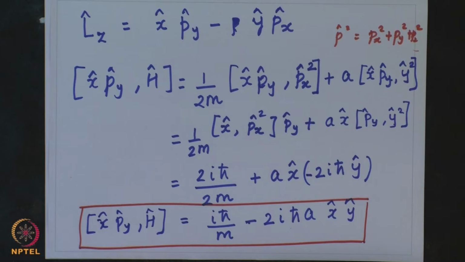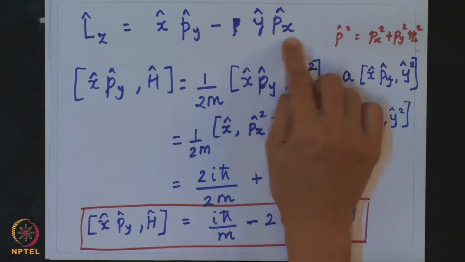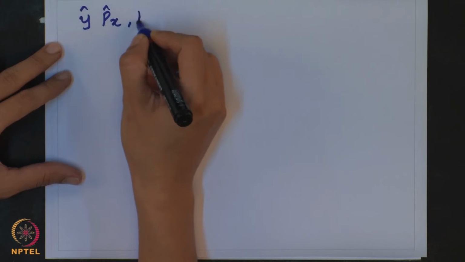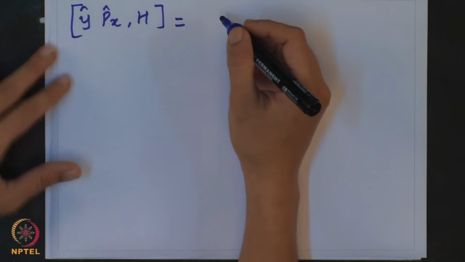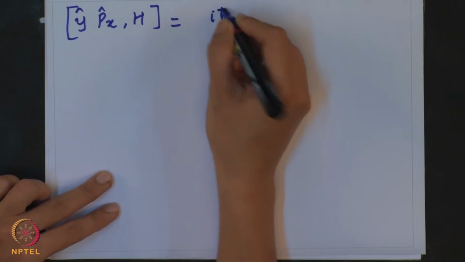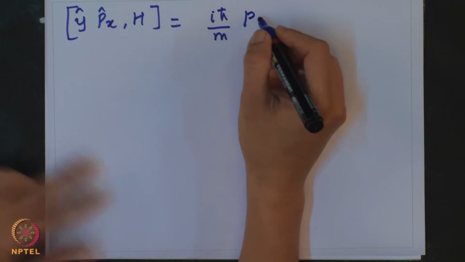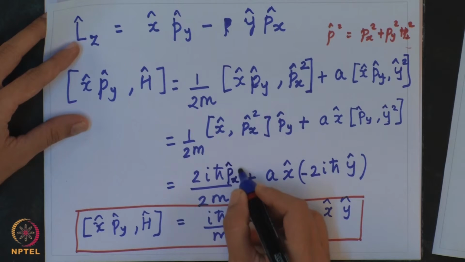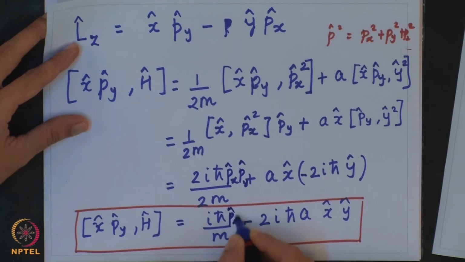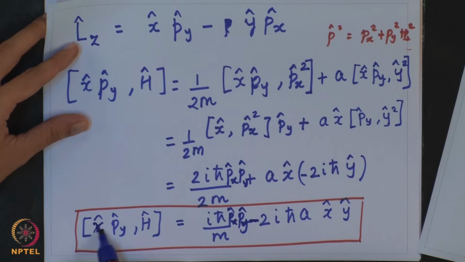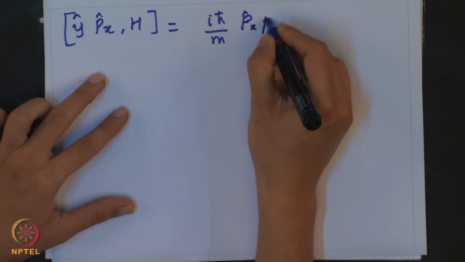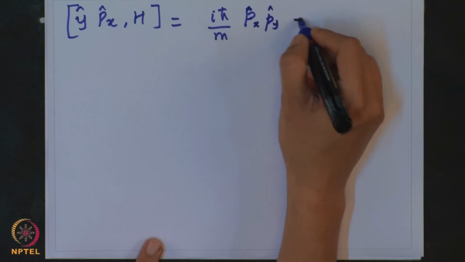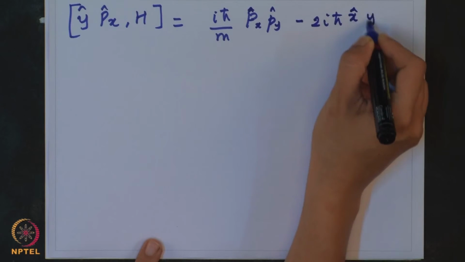Similarly, by inspection you can guess the value of the commutator of y px with the Hamiltonian. Y px commutator with the Hamiltonian would give me I h cross upon m, where I have px py. So, the commutator of y px with the Hamiltonian gives px py. You will get a similar contribution, I h cross x cap y cap.